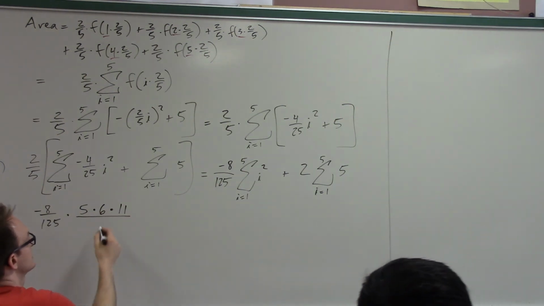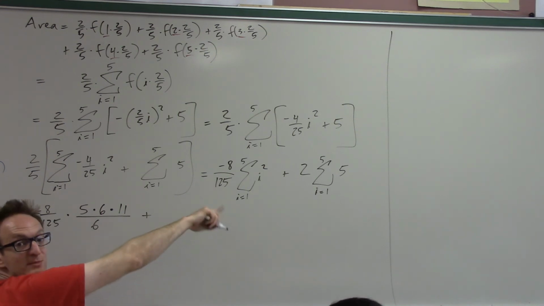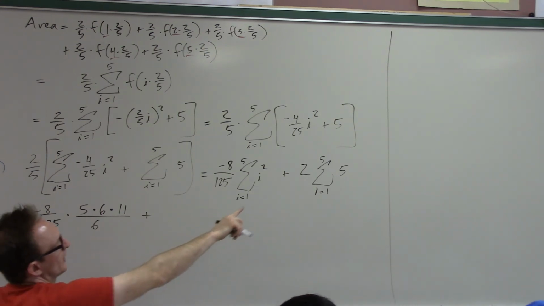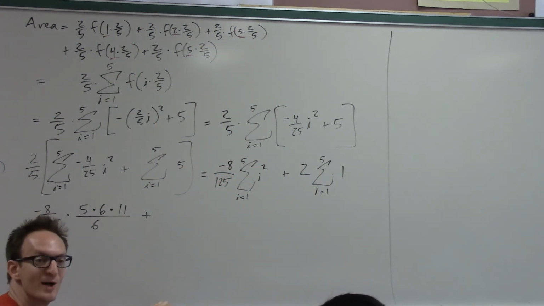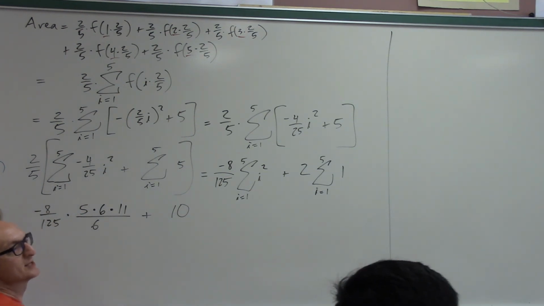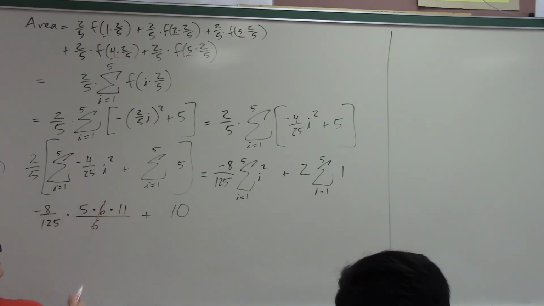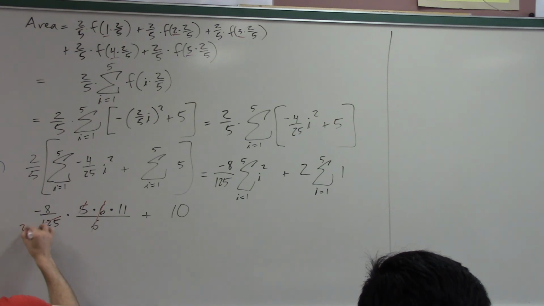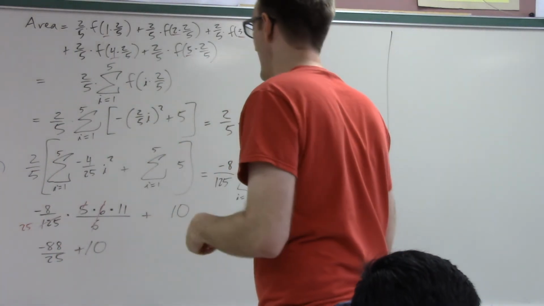11 over 6. And then, as some of you were just telling me, if you add up 1 five times, this should just be a 1, right? Does that make sense now? Good. So add up 1 five times, and that's just 10. Again this is tedious. We could all add up the squares from 1 to 5 faster than by formula, but okay. So we can cancel the 6, we can cancel the 25. What I get is negative 88 over 25 plus 10. I think that is correct.